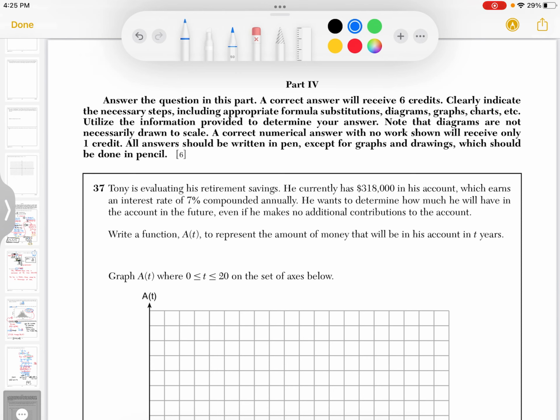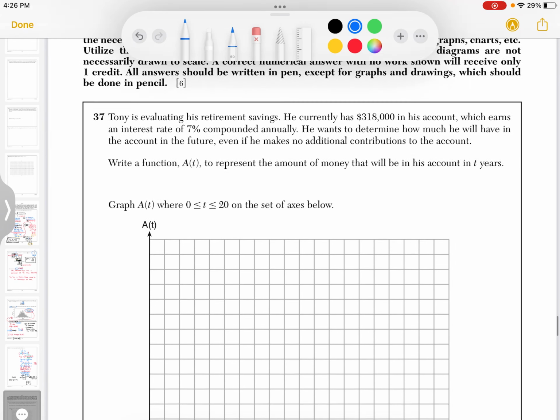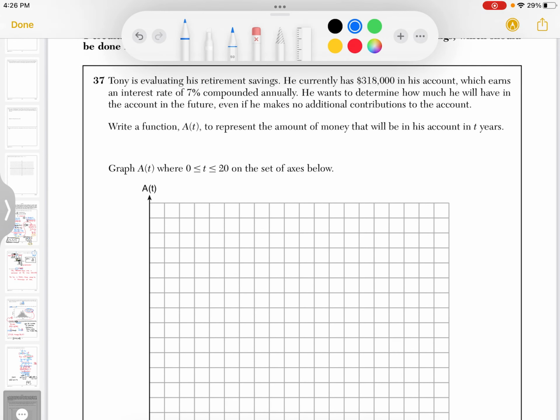All right, last one. We are now on the part 4. The part 4, there's only one of them, but it is 6 points. So it is a hefty question. Once again, just a reminder, show all work. So it says Tony is evaluating his retirement savings. He currently has $318,000 in his account, which earns an interest rate of 7% compounded annually. He wants to determine how much he will have in the account in the future, even if he makes no additional contributions to the account.